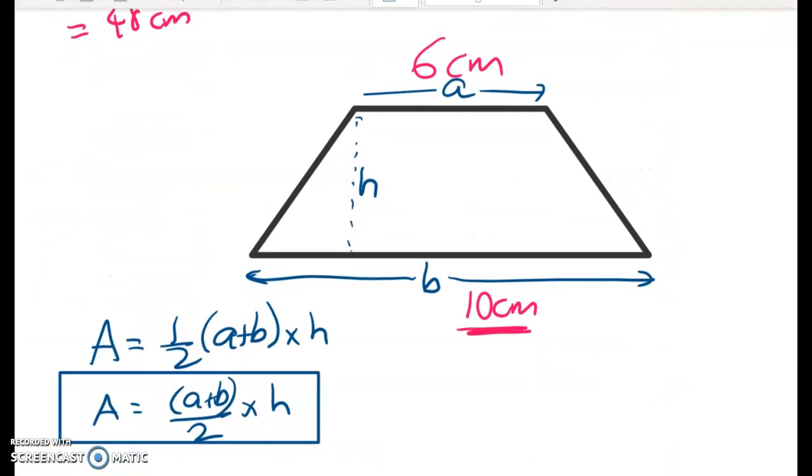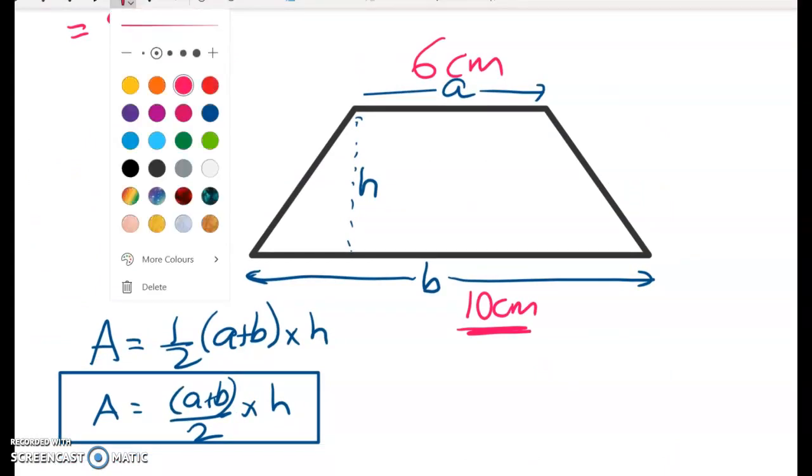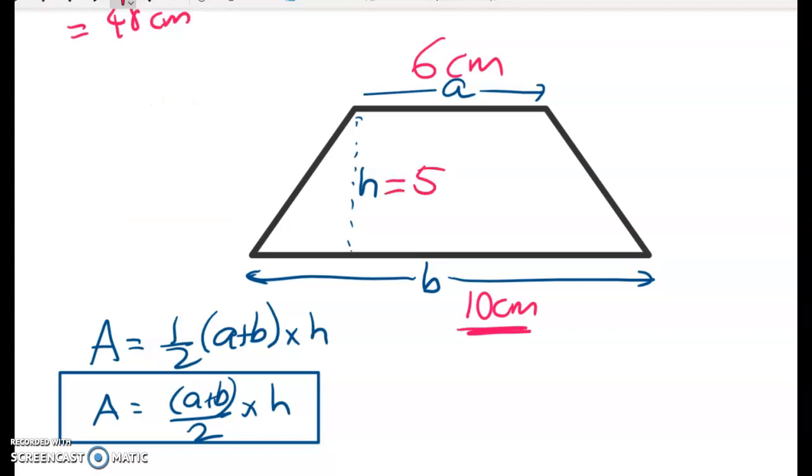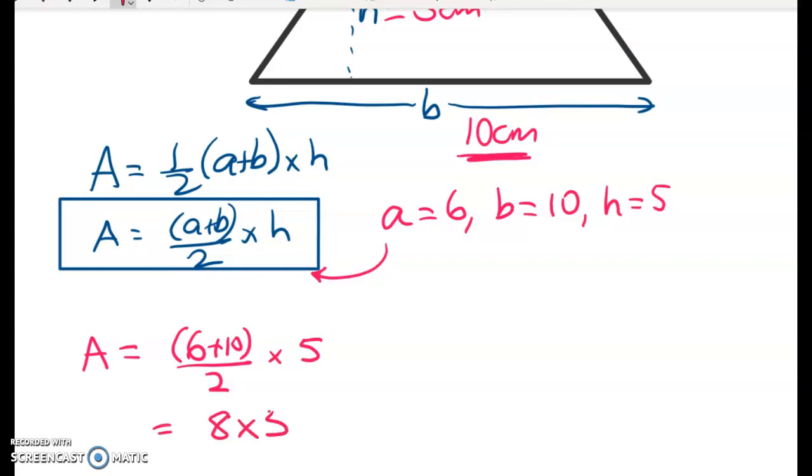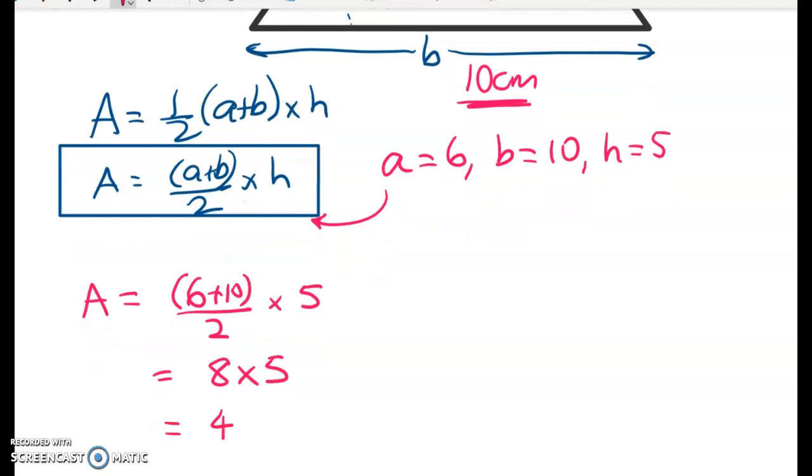Okay, so H here, we'll make H quite little. So make H 5 centimeters. So suppose that's what we've got. Well, we've got A is 6, B is 10, and H is 5. So we're substituting them into this formula. So A is equal to 6 plus 10 divided by 2, times 5. So 16 divided by 2 is just 8. And that gives me an area of 40 centimetres squared.